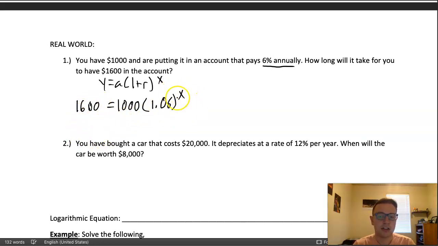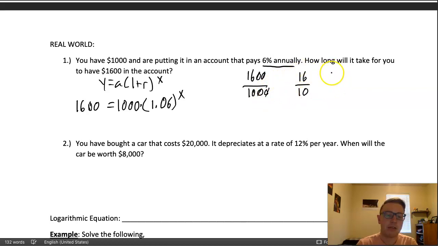From here, we're trying to solve for x. So the first thing we need to do is get this 1,000 over to the other side. We're going to divide that. We're going to end up with 1,600 over 1,000. Or let's cancel out two of those zeros. That's 16 over 10, which is going to be equal to 1.06 to the x.